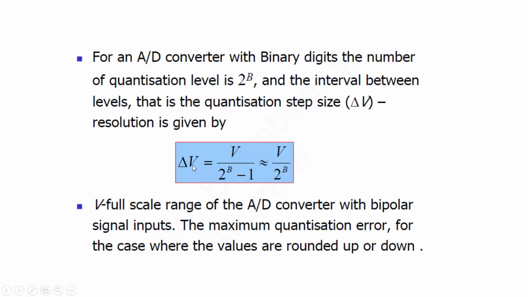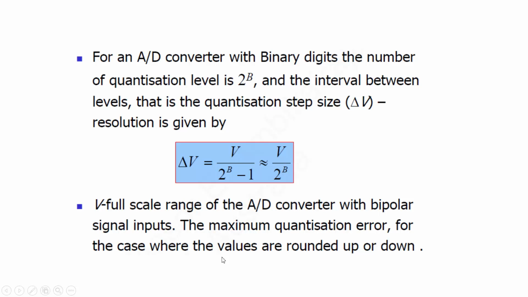Delta V is the step size, which is the difference between the two levels. Now, what is V? V is actually the full range of the signal, the full range of the quantizer that can accommodate the analog signal. V is the full range. In the next slide, probably it will be clear.